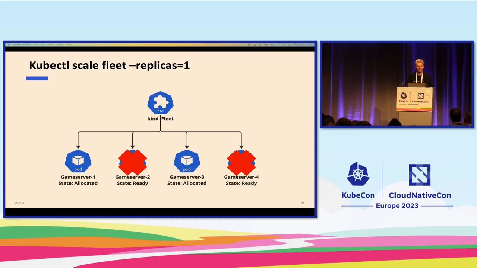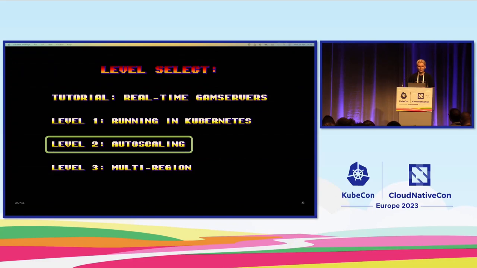It's not going to terminate stuff when people are playing on it. It's up to the pods themselves generally to say, I'm done, I'm ready, take me down. So that's the first issue kind of solved of how do we stop the pods being terminated all the time: using these fleets and the game servers that they create. And the next problem we encounter is auto-scaling.